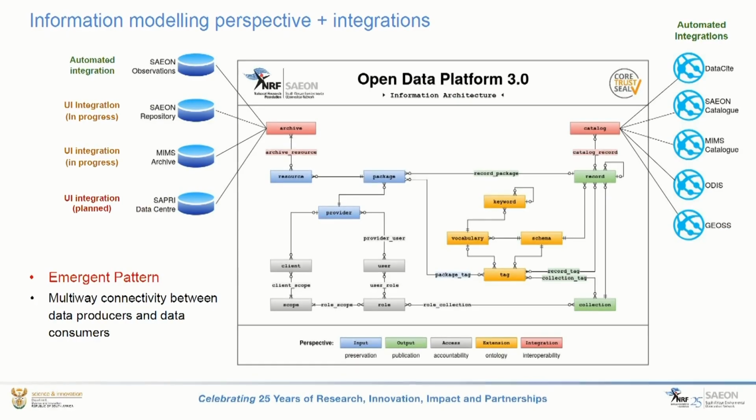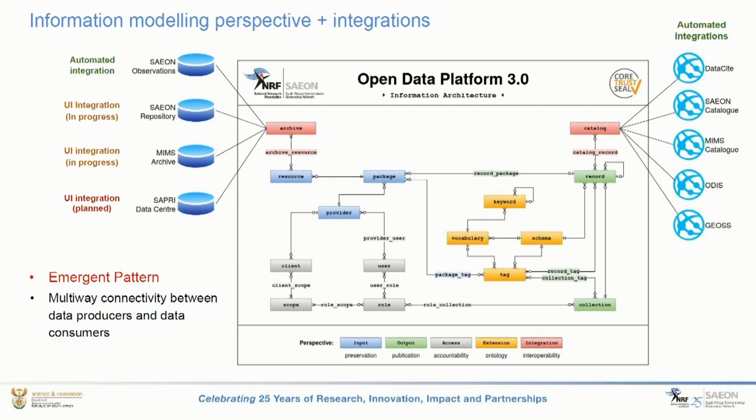The most significant for me is this kind of multi-way connectivity between data producers on the one hand and data consumers on the other. So what this means is when we develop an integration for a new archival system, these are some of the ones in progress and planned, there are additional automated integrations in the pipeline under the SAPRI project as well. When these archive integrations come online, they'll automatically have access to all the catalogs that are already integrated on the output side, and vice versa.